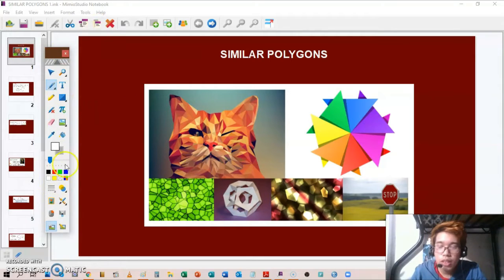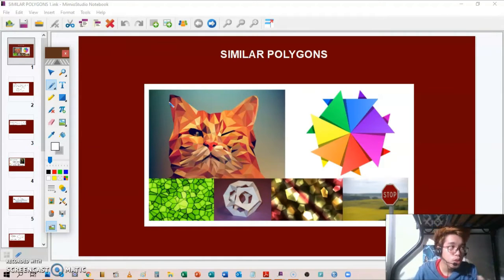What you're seeing here on the screen are similar polygons that can be found in different portraits or paintings that can be made digitally. For example, we have this painting of a cat right here. It uses similar polygons or similar triangles in order to create this picture. And we can also create other art and pictures and portraits out of similar polygons.